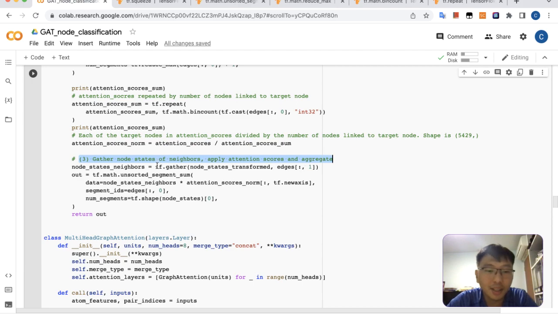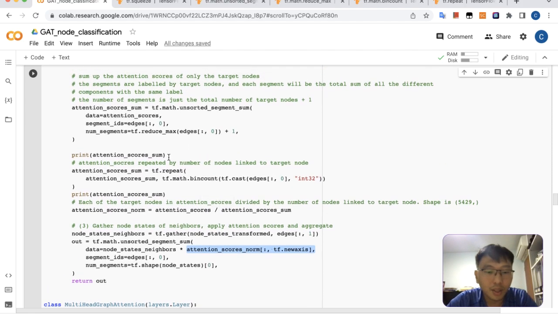So now the last part is to gather the node states of the neighbors, apply attention scores, and aggregate. So we basically find out what are the source, or basically the destination, of each of these nodes. We gather this for the neighbors. Okay, and then same thing, we do the unsorted segment sum for each neighbor. We multiply by the attention score norm, which is this thing here, this normalized attention score.